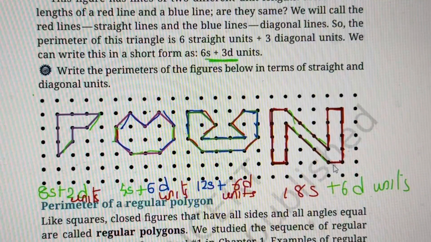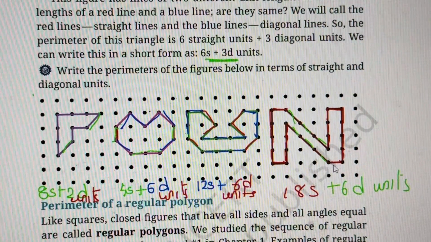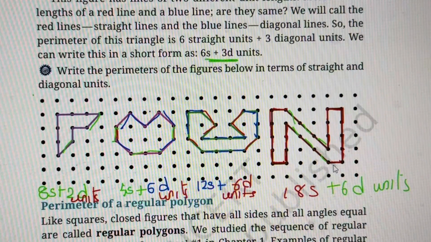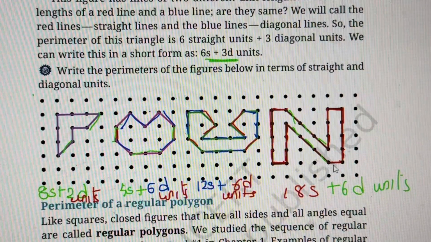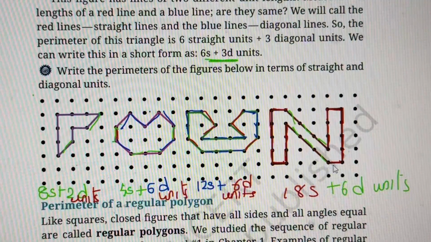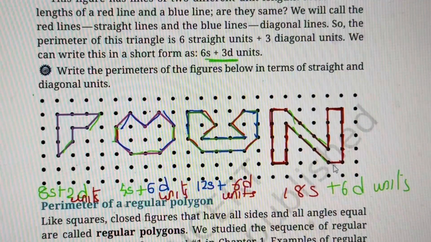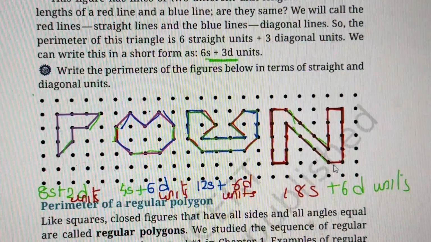Right? So such a nice way of writing the formulas and finding out the perimeter for such shapes with straight and diagonal lines. Right? So we'll continue with this chapter in the next video.